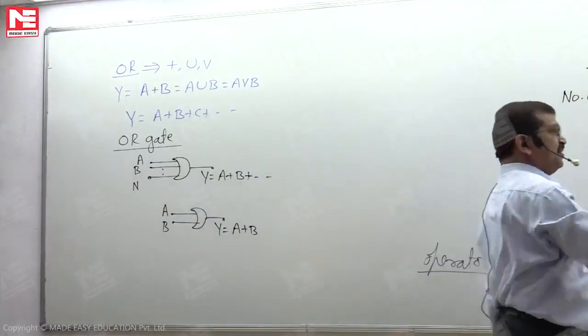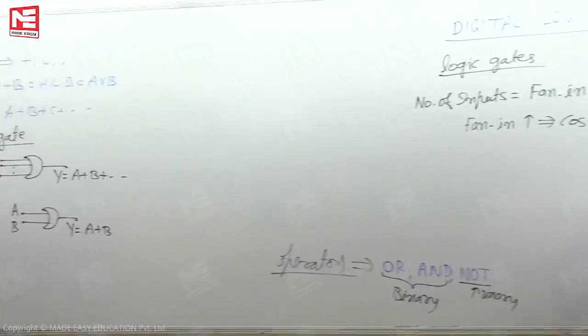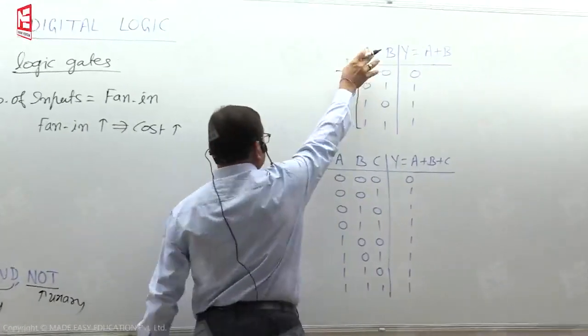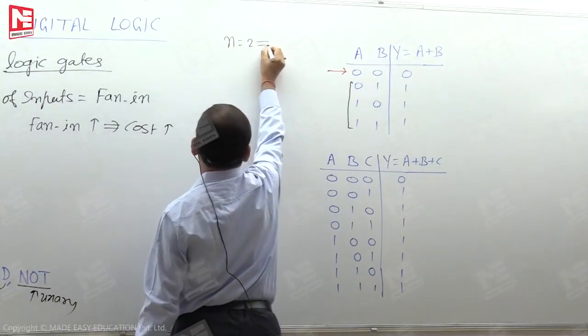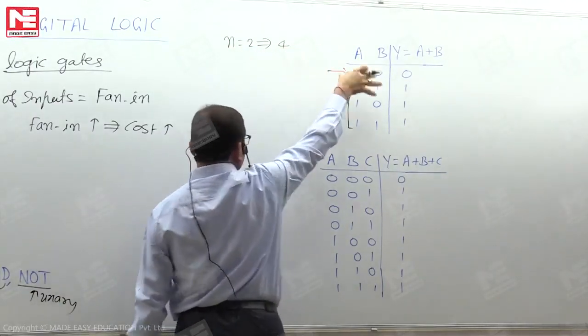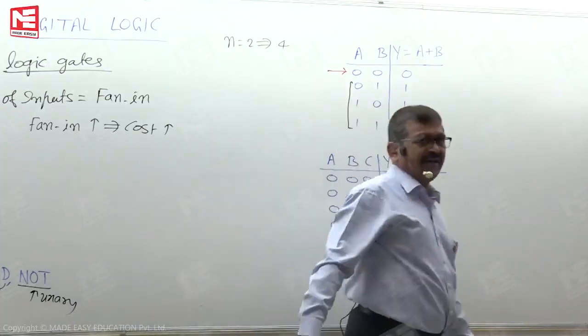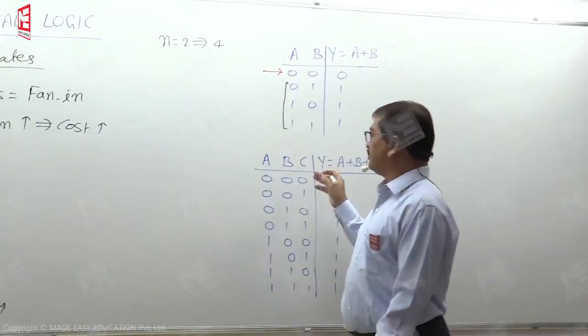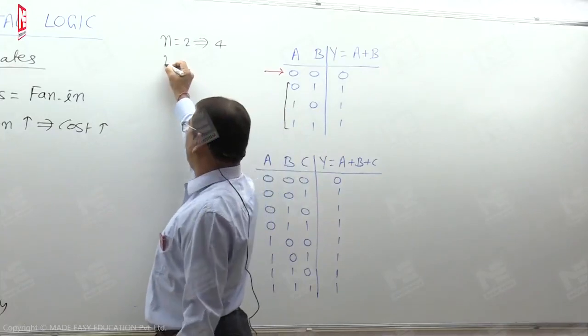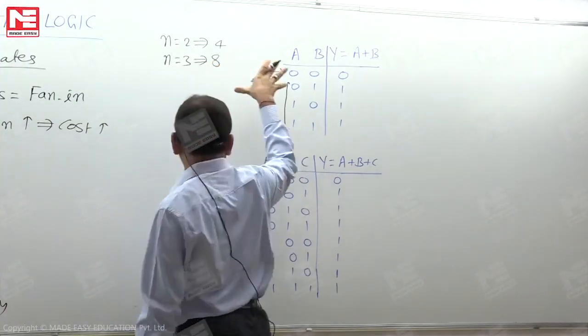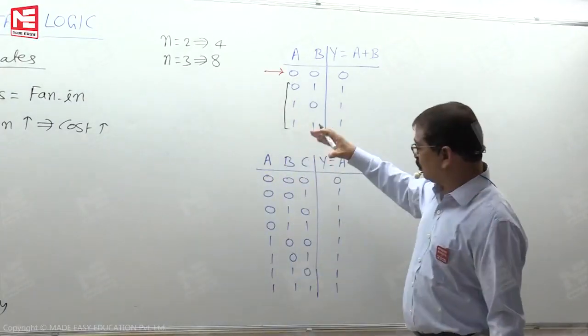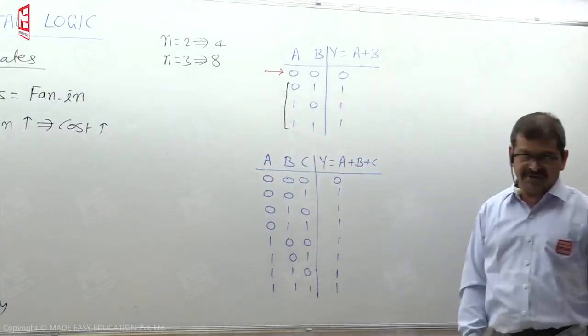Here in this table, we have two variables. Because of the two variables, the total number of rows in the table is 4. Our total number of combinations in the table is 4. Whereas this table is developed on 3 variables. Because of 3 variables, the total number of combinations or rows in this table is 8.